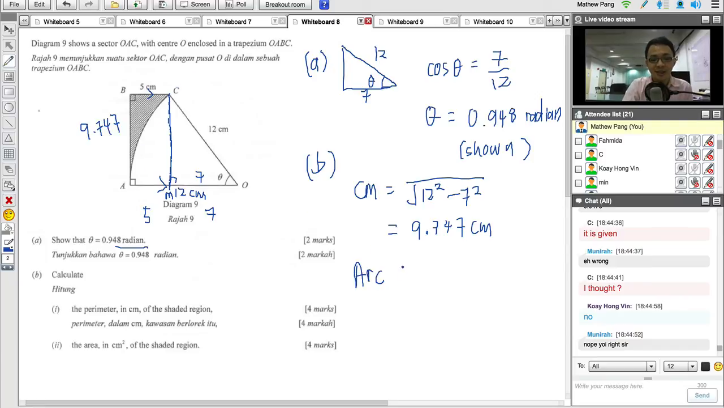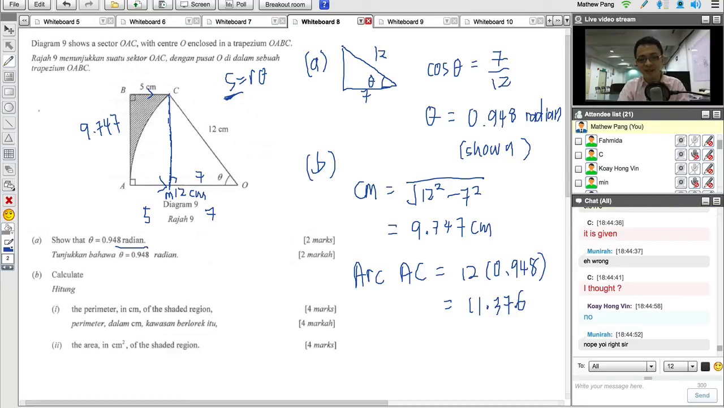Then I need to find the arc length AC. So for the arc AC, the formula is just S equals R theta, right? Remember, S is the arc length. So R over here will be 12, theta is 0.948. Just use a calculator. 12 multiply 0.948, so I will get 11.376.